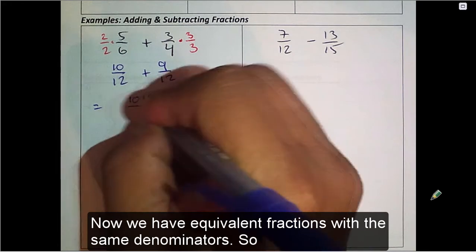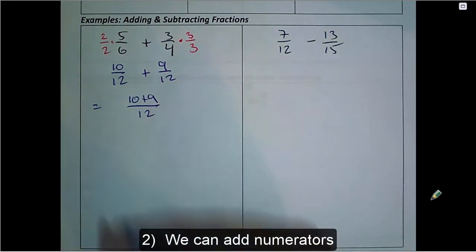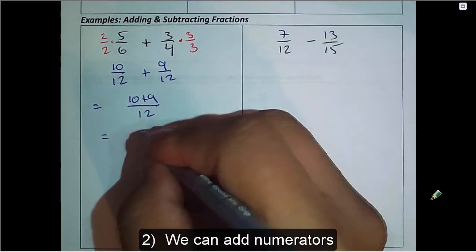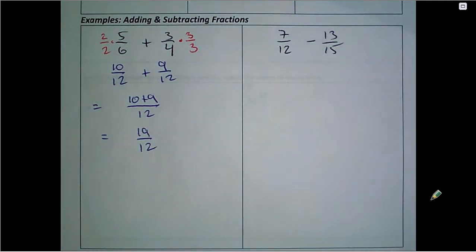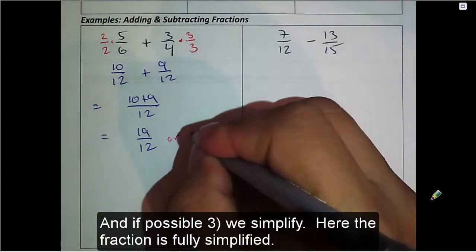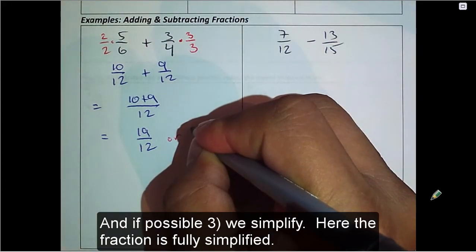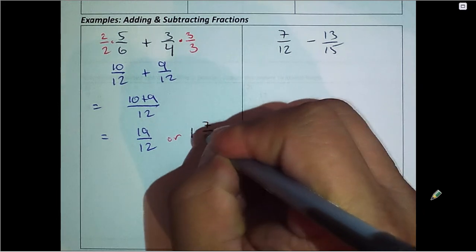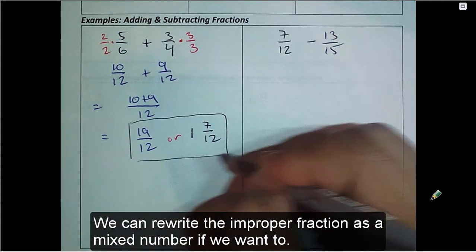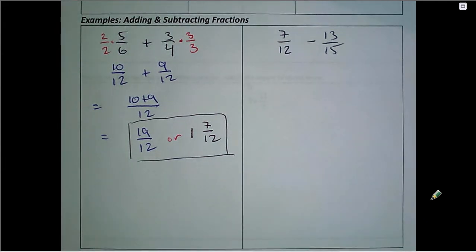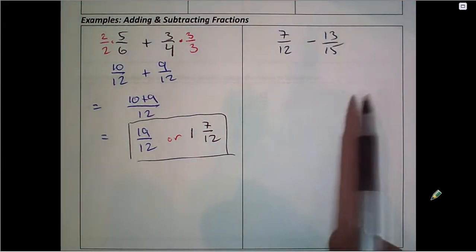Now we have equivalent fractions with the same denominators, so we can add the numerators. And if possible, we simplify. Here, the fraction is fully simplified. We can rewrite the improper fraction as a mixed number if we want to.